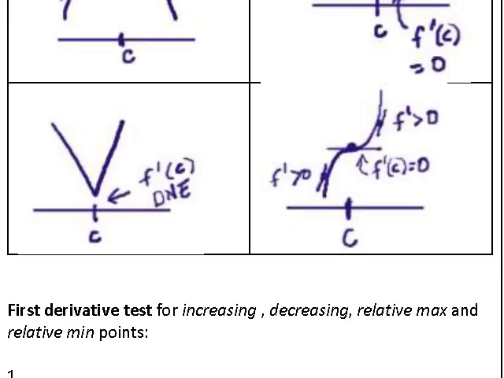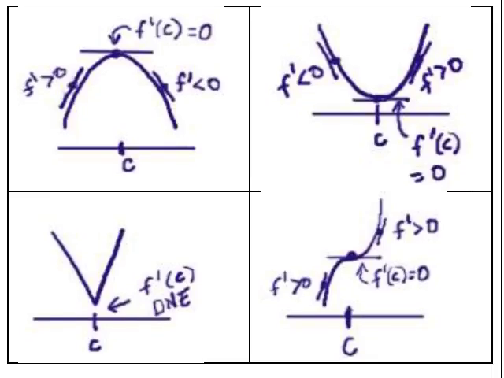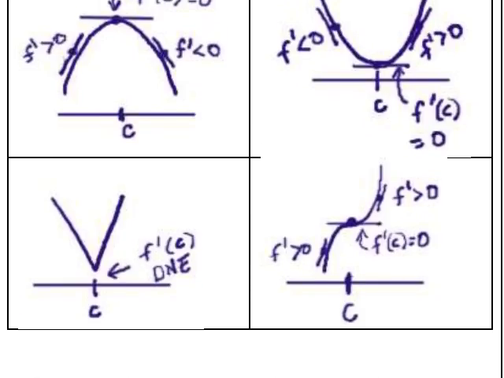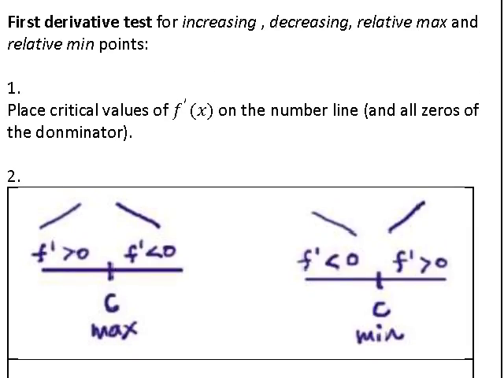In order to have a max or min, f prime has to change signs. Here, f prime changes signs to the left and right of this critical value c. It goes from positive to negative, and here it goes from negative to positive. So it has to change signs in order for the critical value to be a max or min. Now here's the first derivative test. It just summarizes really what we've discussed just now.